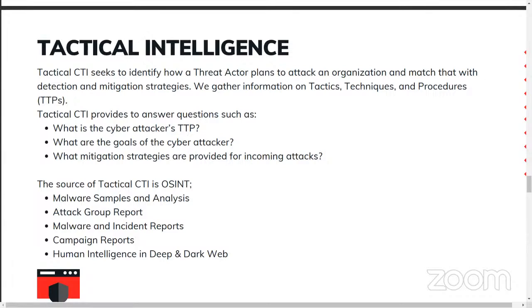So by being able to identify and collect this information, we can attribute whether, let's say the Russians right now are very much into attacking banks, then we can say, given these IPs and these TTPs of attacking, maybe it could be coming from APT1, APT23, different APTs. So basically tactical intelligence provides answers to questions such as, what is the cyber attacker's TTP? What are the goals of a cyber attacker? What are the mitigation strategies provided for incoming attacks?